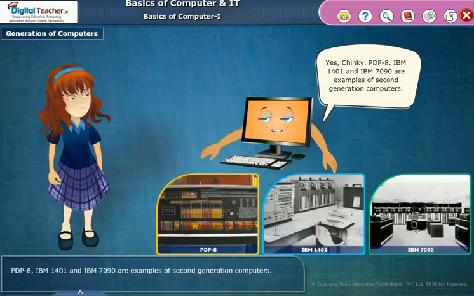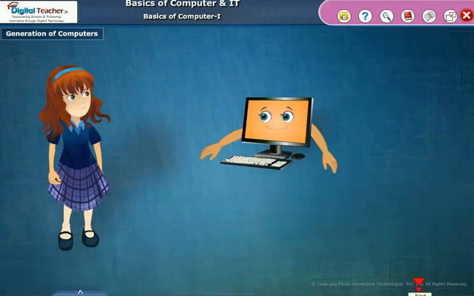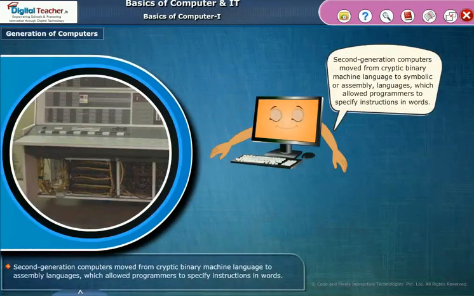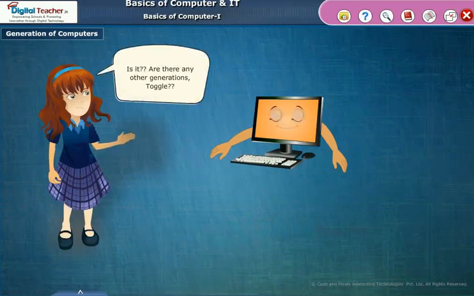PDP-8, IBM 1401 and IBM 7090 are examples of second generation computers. Second generation computers moved from cryptic binary machine language to symbolic or assembly languages, which allowed programmers to specify instructions in words. Is it? Are there any other generations, Toggle?